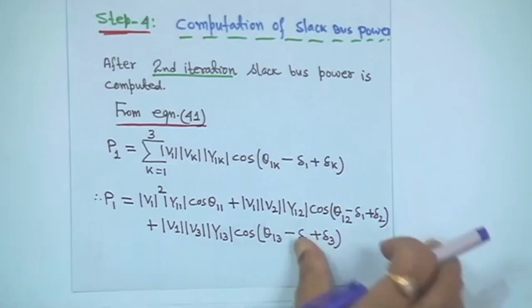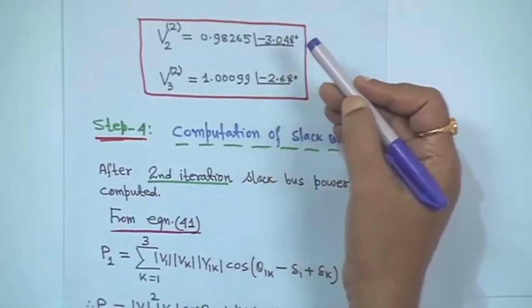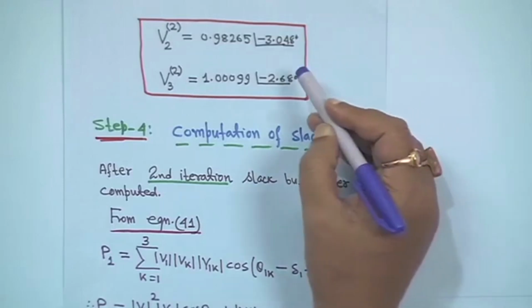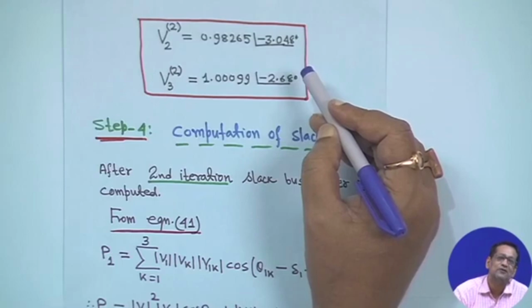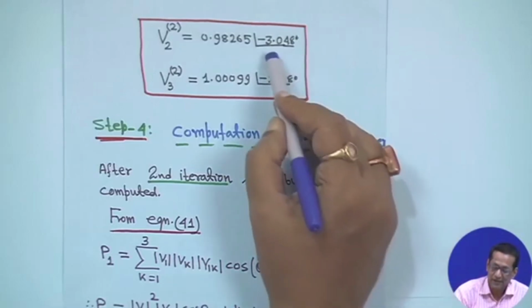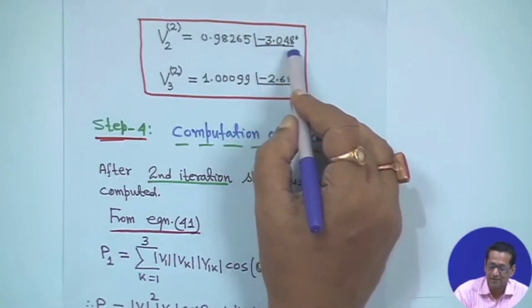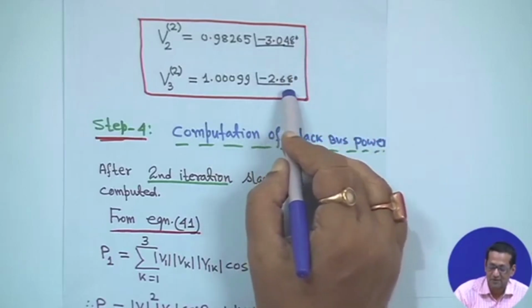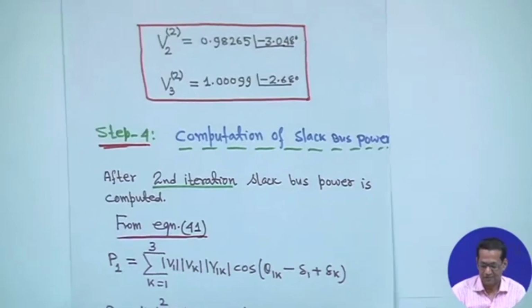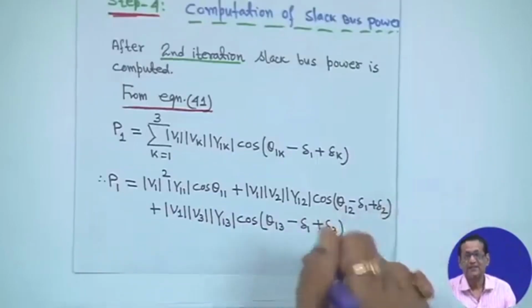So, delta 1 is 0 because it is the slack bus, voltage 1.05 plus j0. Delta 2 after the second iteration is minus 3.048 degrees and delta 3 after the second iteration is minus 2.68 degrees, right. So here you have to substitute all this data.